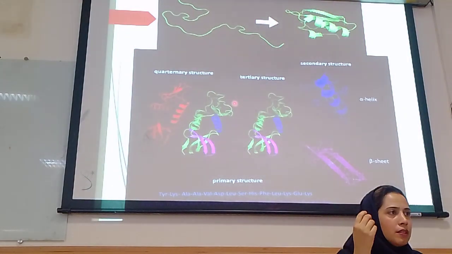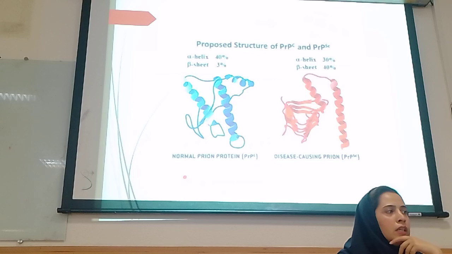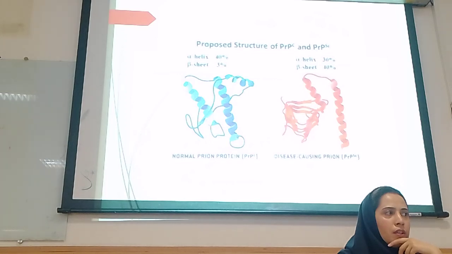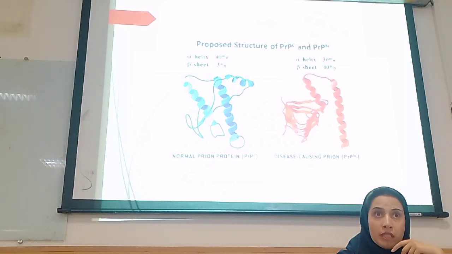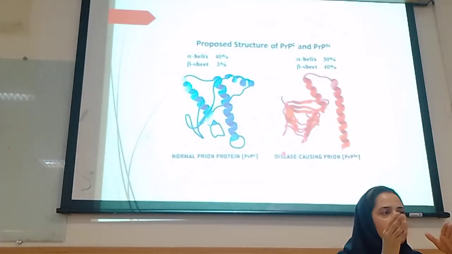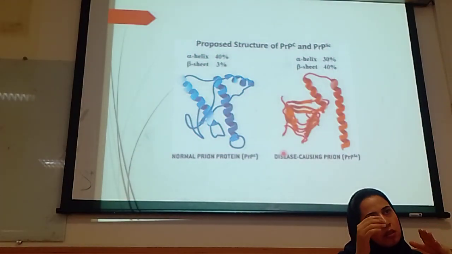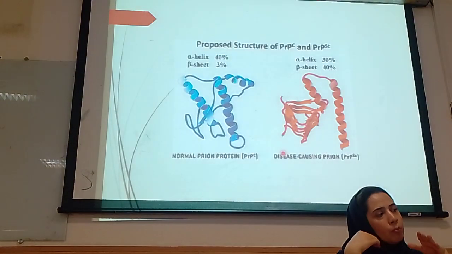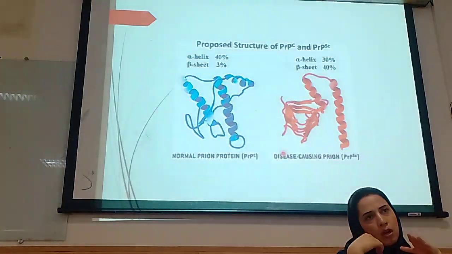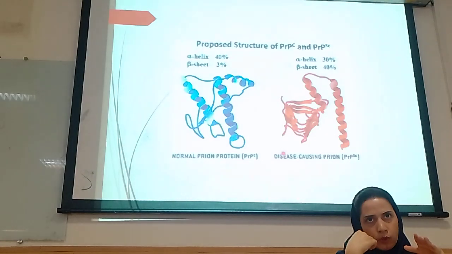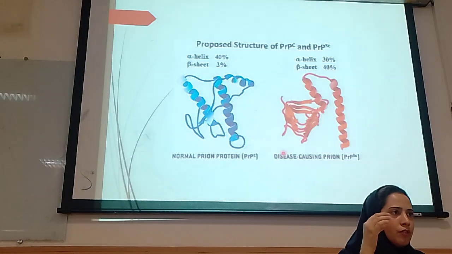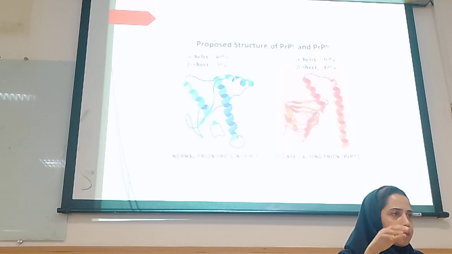And here we see the normal prion protein. And this one, what's the difference between them? The misfolding. Yeah. So misfolding of the prion protein causes these encephalopathies. So the problem is with the misfolding.